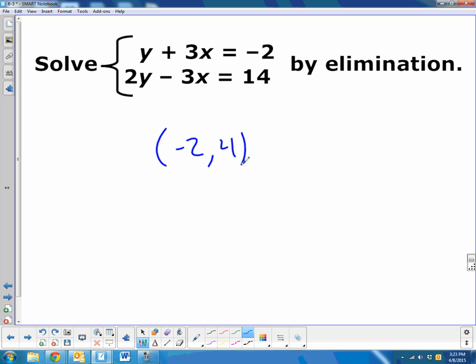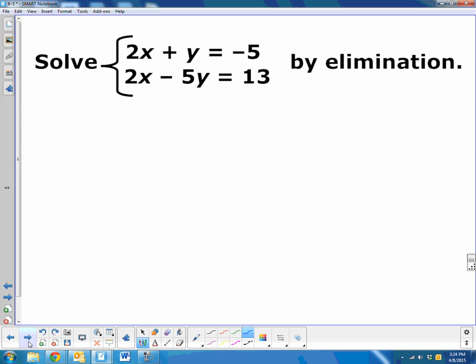Okay, I'm going to do another example with you. I'll do this one, and then I'll have you try the last one on your own. So we've got 2x plus y equals -5, and 2x minus 5y equals 13. And we're going to solve this by elimination.